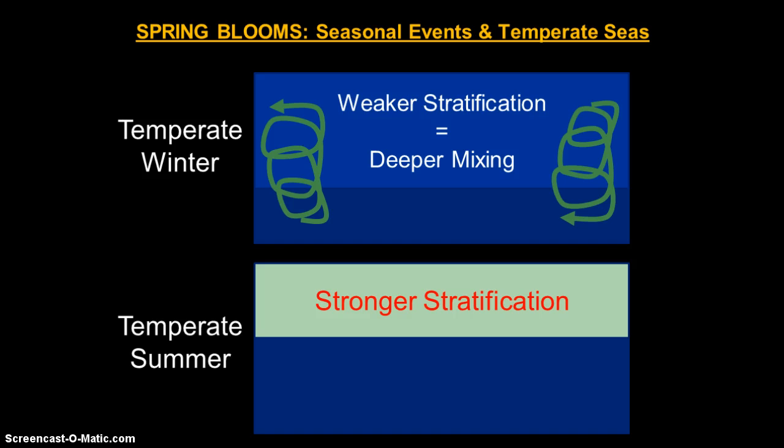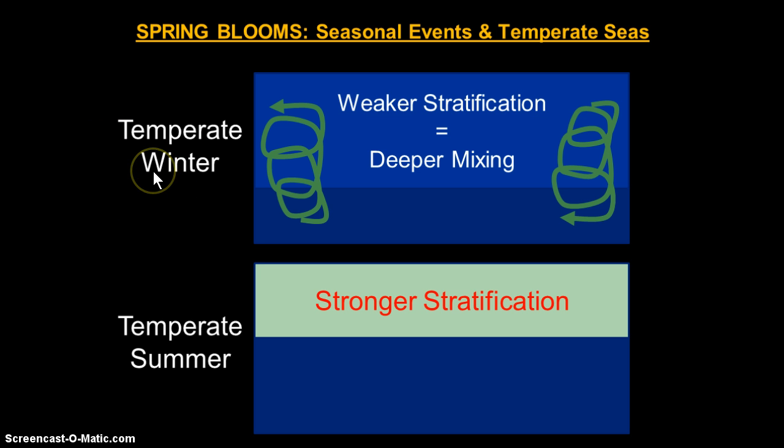Okay, so in these temperate parts of the ocean, we have essentially two states. There's a transition in between the two states, obviously, and we'll talk about that too. But the main states that cause the spring blooms, and hopefully you know by now that when I say bloom, I mean phytoplankton bloom, are these two states. So we have a winter state, right?